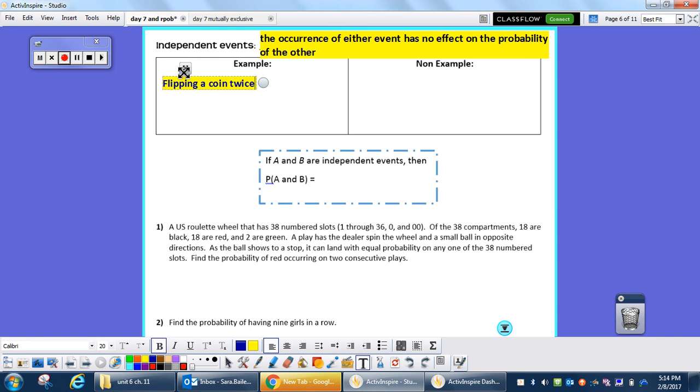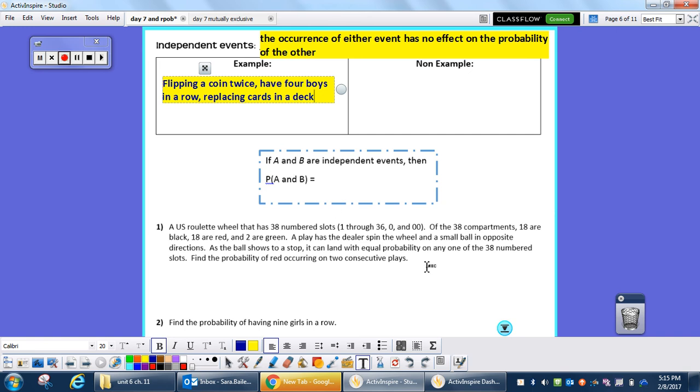Another one would be having kids, having 4 boys in a row. Whatever you had the first time does not affect what you have the second time. So just because you had a boy the first time does not mean you're going to have a girl with your second child. And in our cases today, replacing cards in the deck is going to be independent. So if you want to think of your own non-examples, go ahead. I'm not going to be worried about them though.